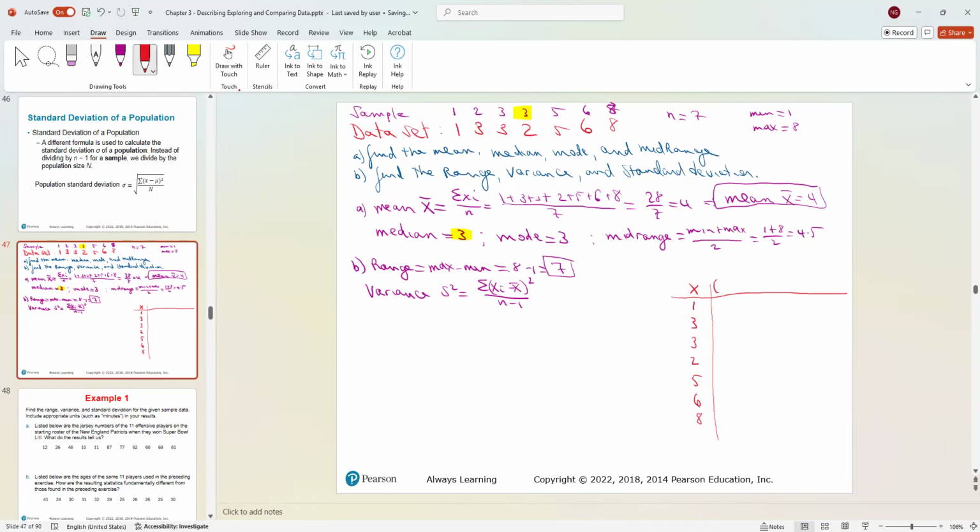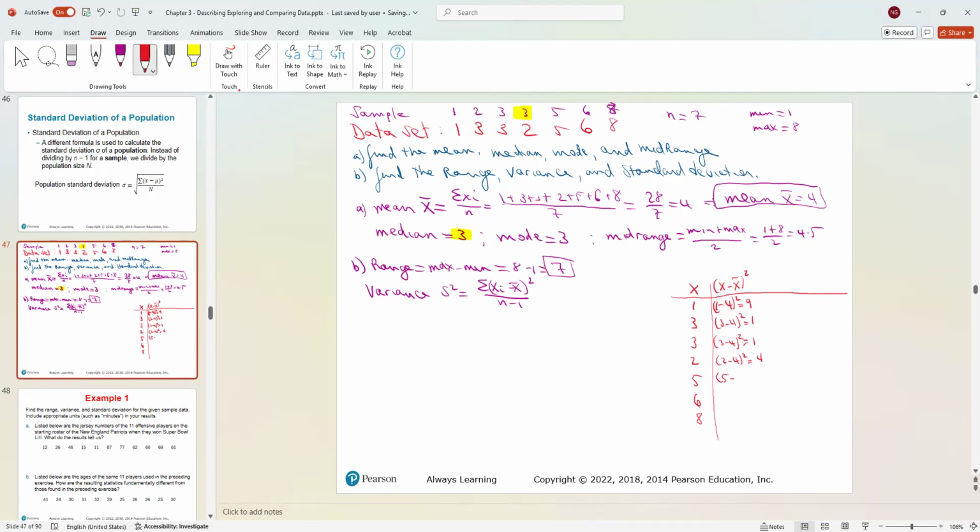Now, our goal is to subtract the mean from each data value and raise it to power 2. So, for example, we subtract the mean from 1, power 2, which gives 9. 3 minus 4 power 2 is 1. 3 minus 4 power 2 is 1. 2 minus 4, remember, 4 is the mean, power 2 is 4, right?